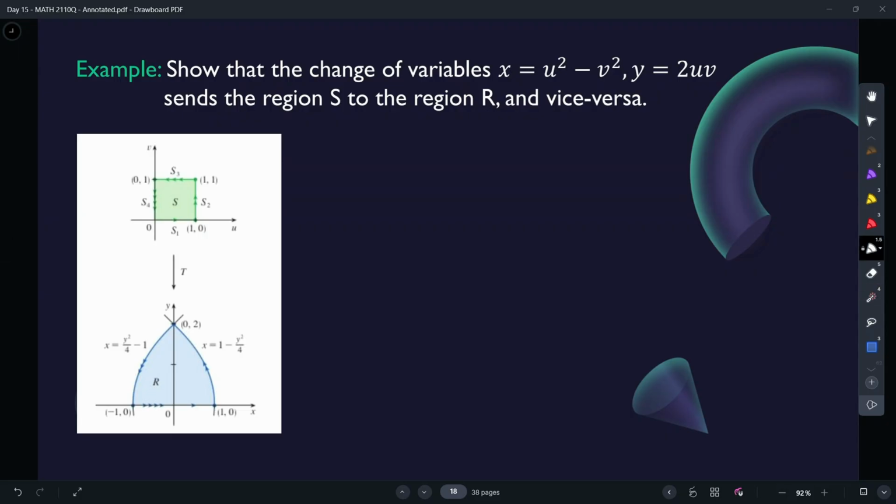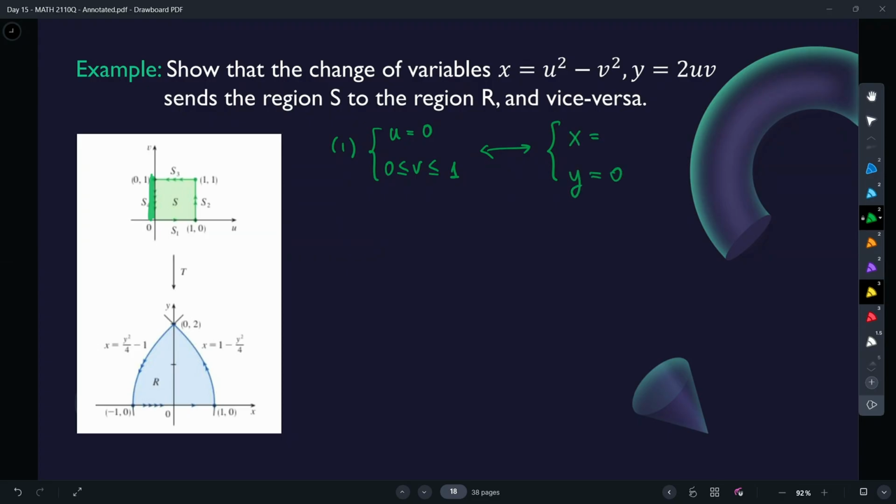So how do we do that? Let's do like we did before. I'm going to see one side at a time where these sides go. So 1 in green, that is the side that goes with x equals 0, or u is 0 in this case, and v is between 0 and 1. Where does this go through the transformation? You can see that u equals 0 is going to give me that y is 0.